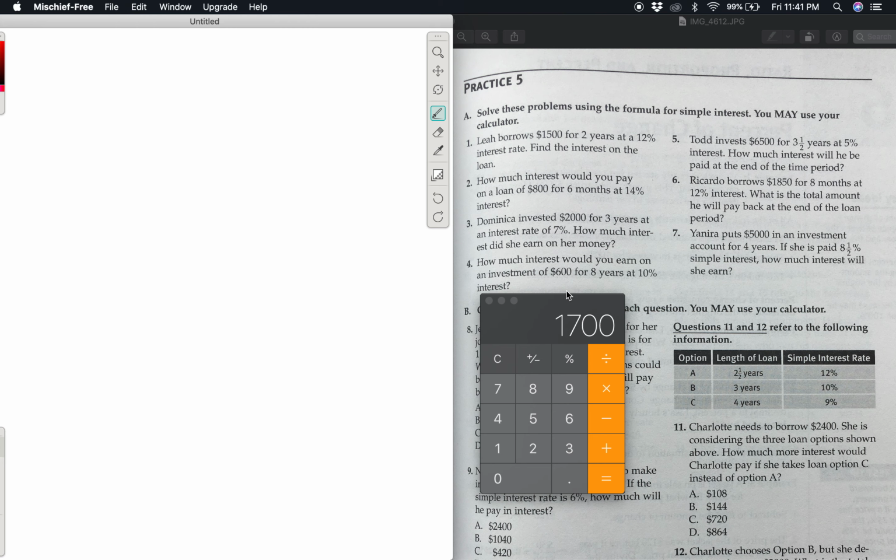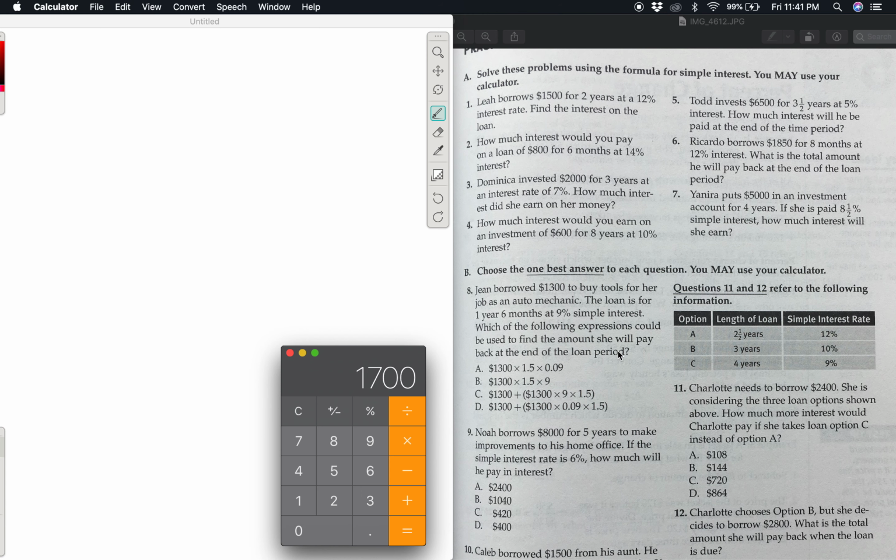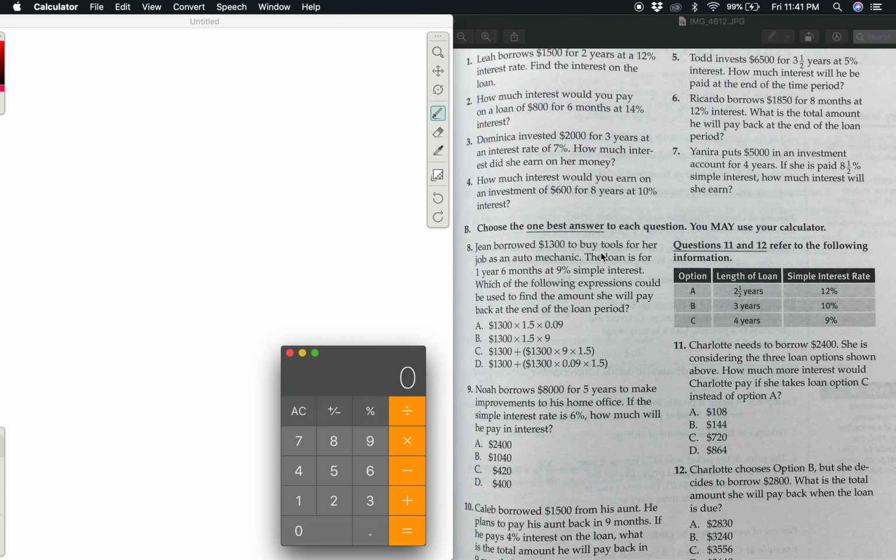Okay, let's move on to the lower section there. Jean borrowed $1,300 to buy tools for her job as an auto mechanic. The loan is for 1 year and 6 months at 9% simple interest. Saying simple interest just lets us know that we have to calculate by years. So 1300 times the rate, which is 9%, which would be 0.09, times 1 year and 6 months, which would be just like the last one we did.